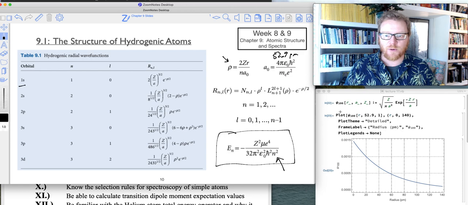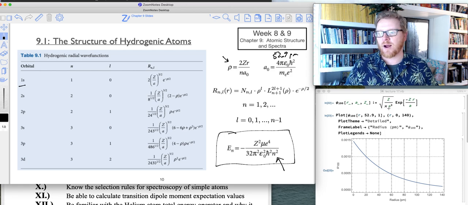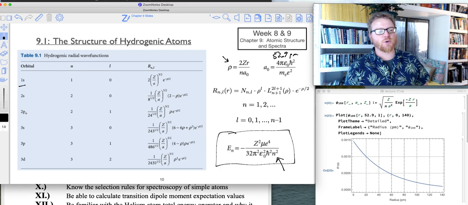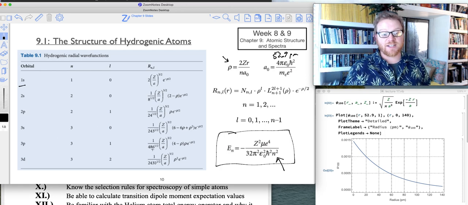But what's important to note is it's pretty close, right? We're starting to see where that a to the 3/2 power comes from. There's my a cubed, and then of course it's all square root, so it's 3/2 power. And then we've got e to the negative rho divided by 2, which is really just going to be e to the negative Zr divided by a, and there it is for 1,0.